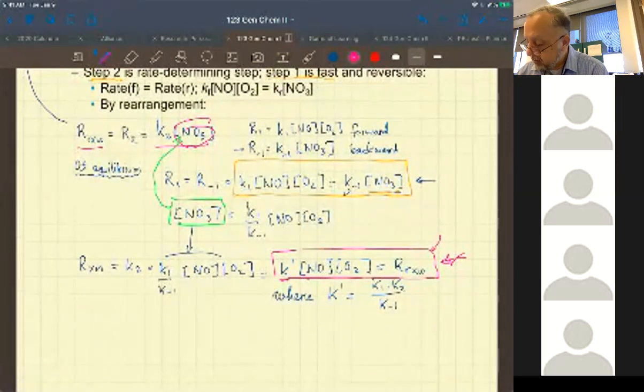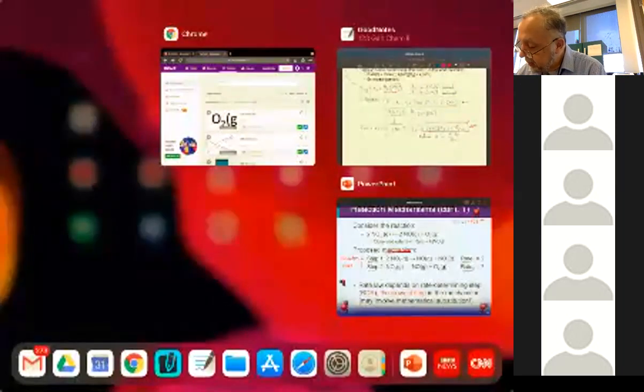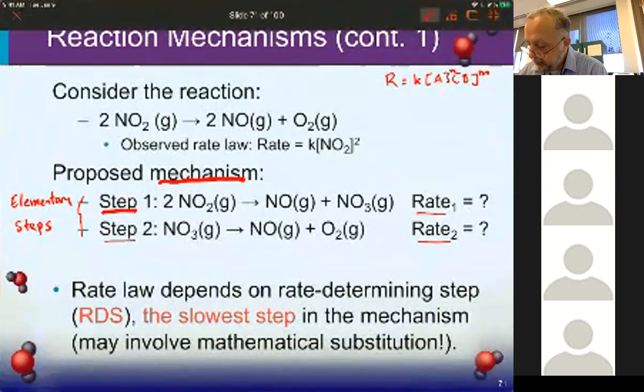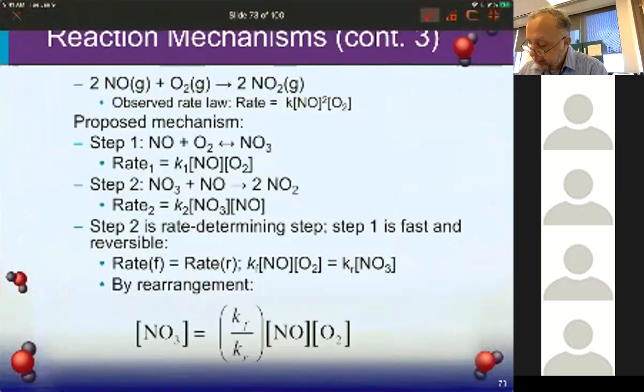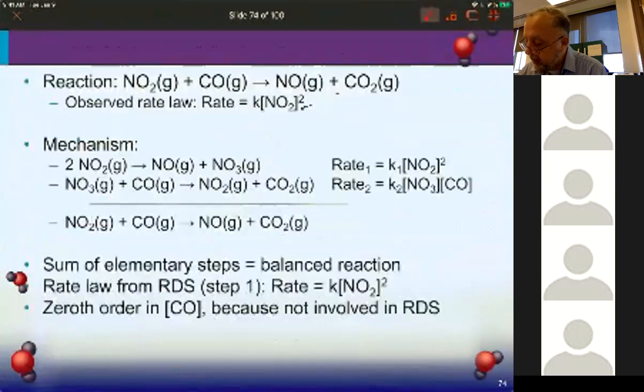Okay, so let's see where we go. That's the NO3. They call it forward and reverse rather than 1 and -1. That's the same thing that we did already.